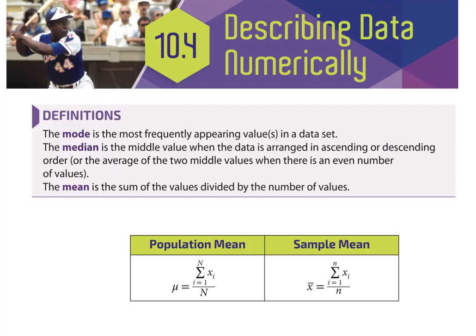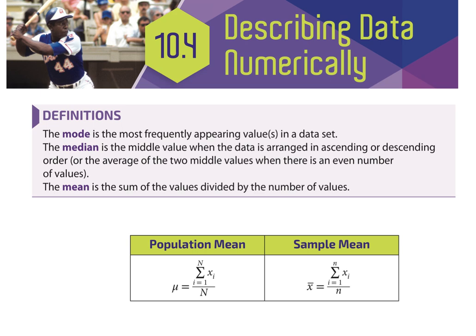Describing data numerically. Definitions that you should know. The mode is the most frequently appearing value in a data set. The median is the middle value when it is arranged in ascending or descending order. Or if it is an even number and you have two middles, you just average the two. Just do the mean of the two. The mean is the sum of the values divided by the number of the values.